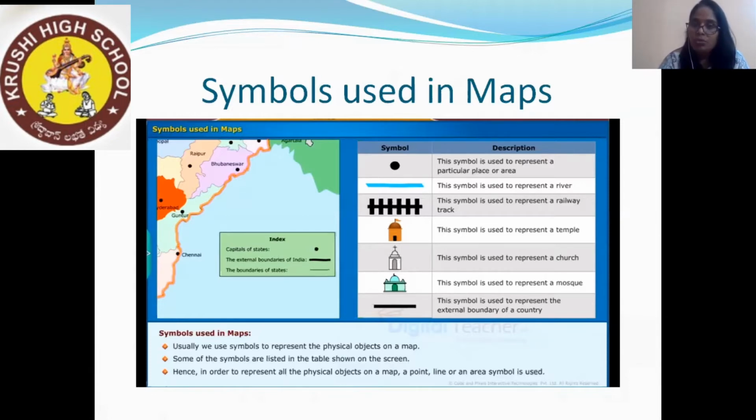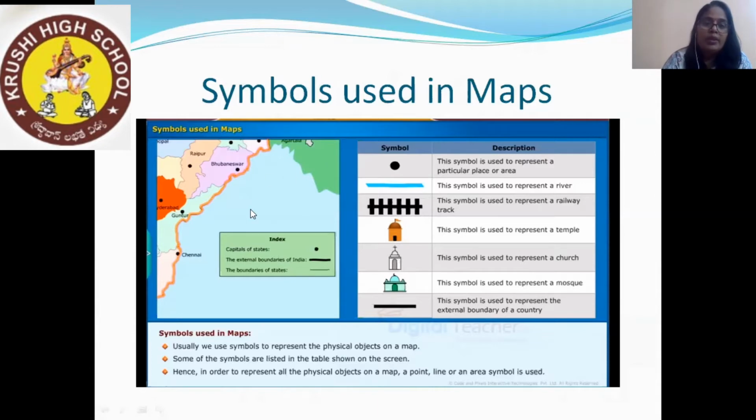And coming to the fourth one, this symbol is used to represent a temple, right? And the fifth one, this symbol is used to represent a church. The sixth one is the symbol which is used to represent a mosque. And a plain line, this symbol is used to represent the external boundary of a country, isn't it?